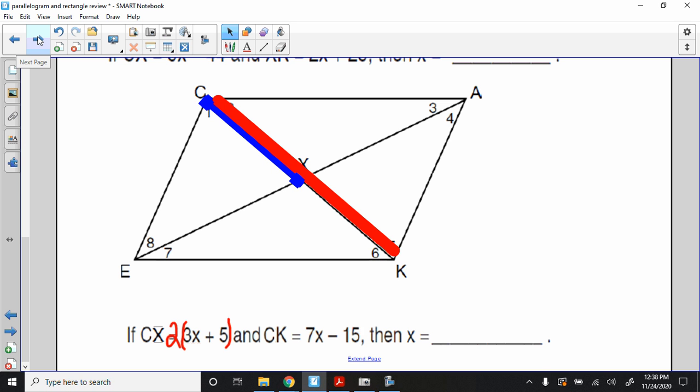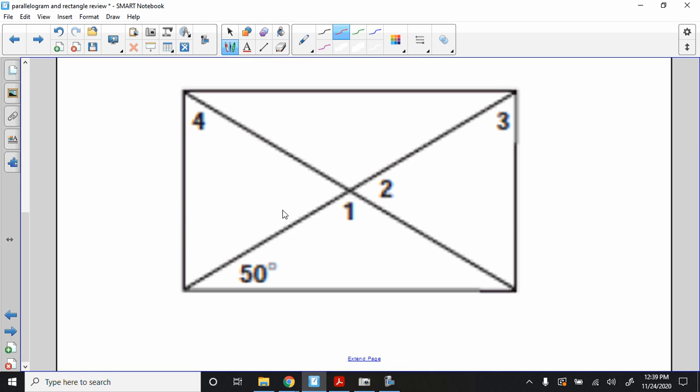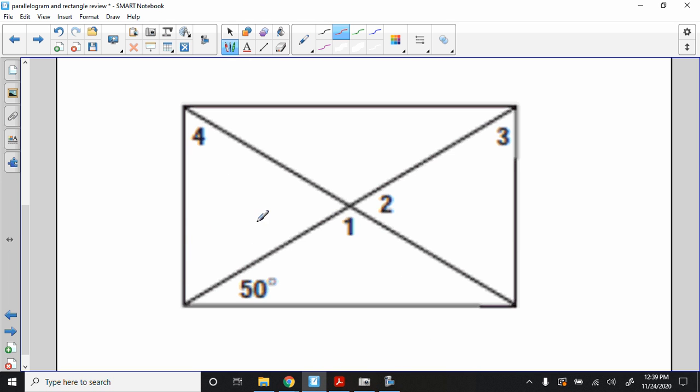Now on to the easier picture, which is the rectangle. Remember, every corner of the rectangle is 90, so angle 3 would be 90. And remember, we still have alternate interior angles, so that would be 60. And angle 2, if I remember each corner is 90, angle 2 has to be 30 because 60 plus 30 is 90.